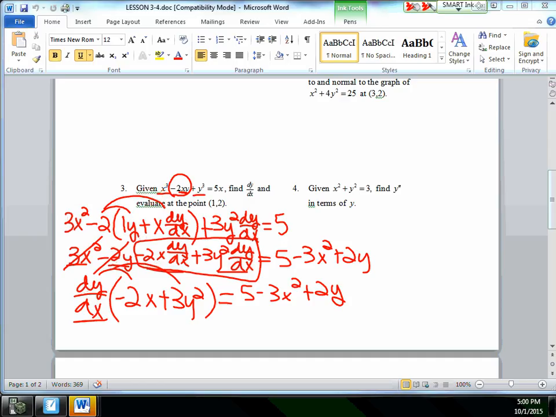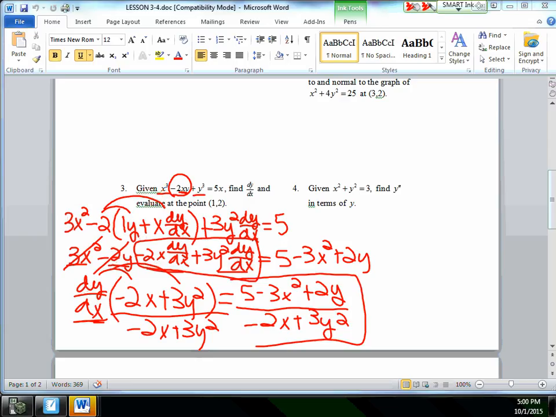Okay, our final move. How do we solve for dy/dx? Well, this is multiplying, so my last move is to divide. And divide this side. Negative 2x plus 3y squared. So there is the derivative. Now it says evaluate it at the point (1, 2).